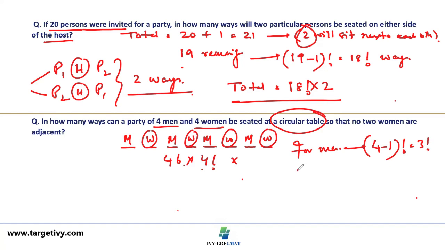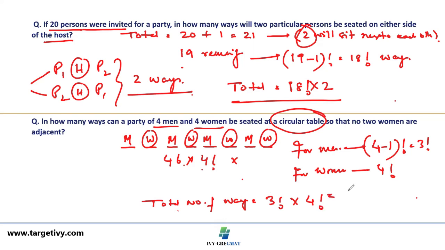And for the 4 vacant seats, that will be occupied by 4 people. For women, there are 4 vacant seats. So fill them up. 4 factorial. So the total number of ways is equal to 3 factorial multiplied by 4 factorial, which is 6 multiplied by 24. 144.